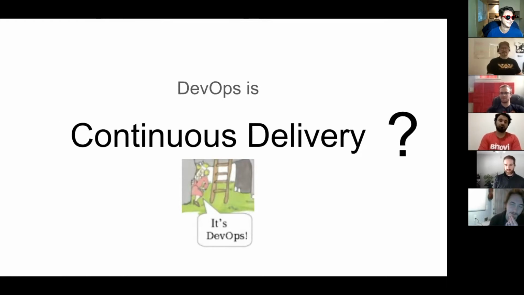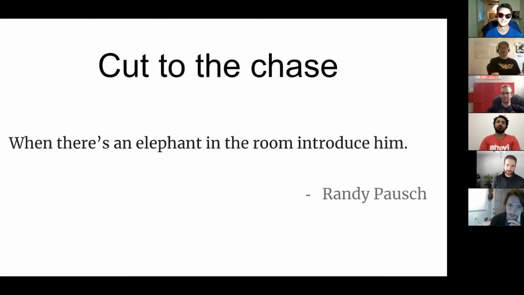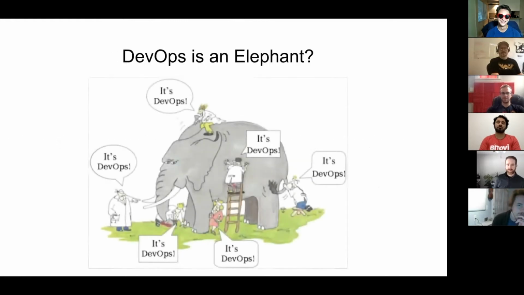I could dance around the issue probably all day with all sorts of different definitions, but instead I will take the advice of a very wise man who said, when there's an elephant in the room, introduce him. So DevOps is an elephant? DevOps is not an elephant. DevOps is definitely not a literal elephant. And in this case, I would say it's not even a figurative one.